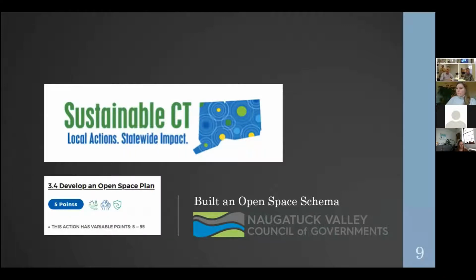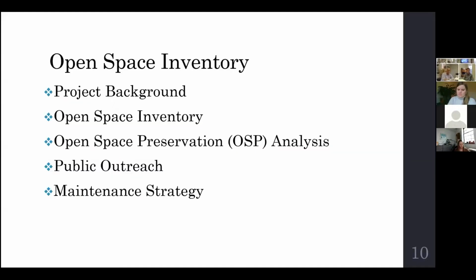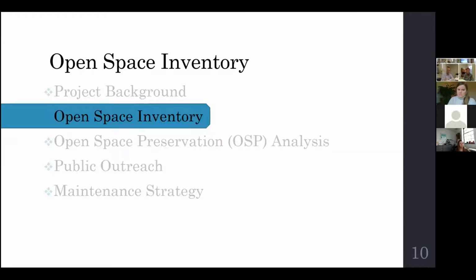And a lot of towns in WestCOG are involved in Sustainable CT. I think it's 13 off the top of my head. And this was an easy thing to do because, well, I'll talk about it later, but Naugatuck Valley helped build the schema that we're using for this data. That's why I gave them a shout out there. All right, and now it's off to Tucker to talk about the inventory and how we define open space and what we collected. Take it away, Tucker.